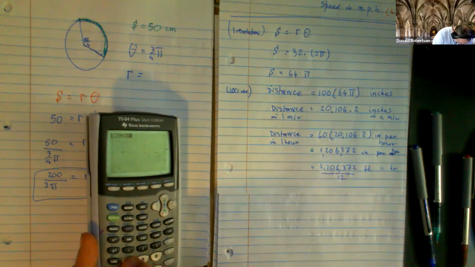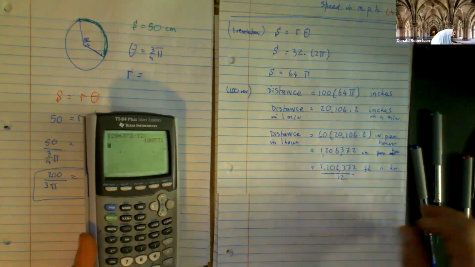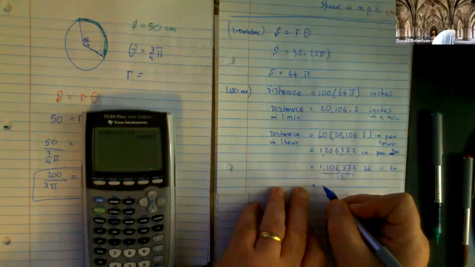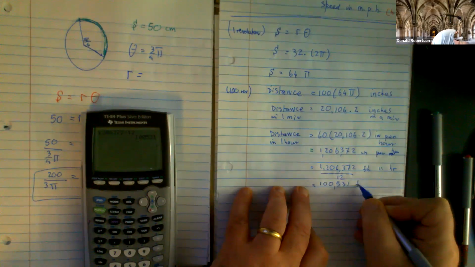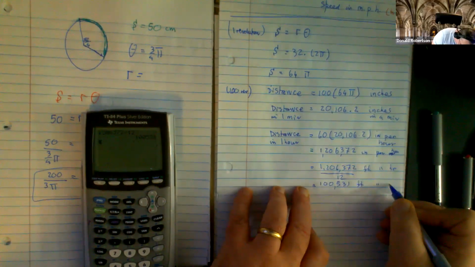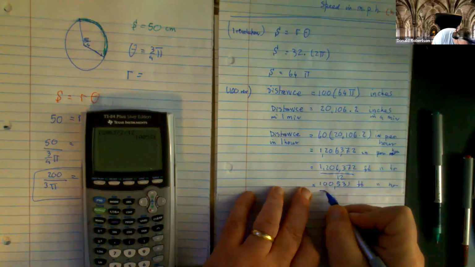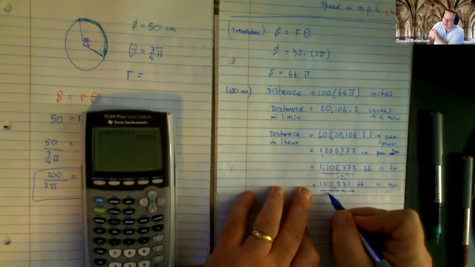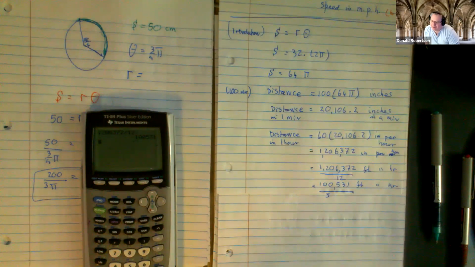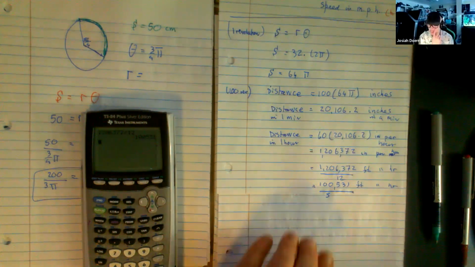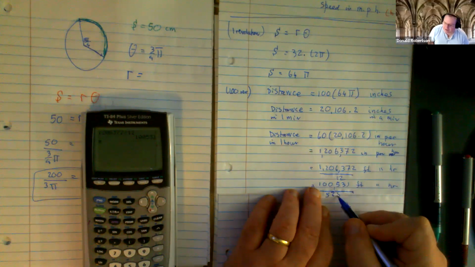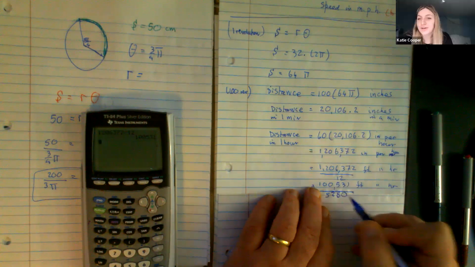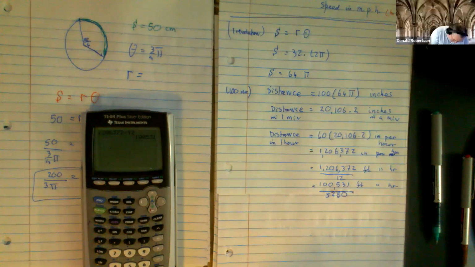1,206,372 divided by 12, and we get still a big number, but not as bad as it was. 100,531 feet in an hour, right? And how many feet in a mile? That's 5,280. Say again? 5,280. Which is, I believe, what you said, Katie, wasn't it? Yeah, trying to remember back to 6th grade. Oh God, yeah, I totally agree with you.